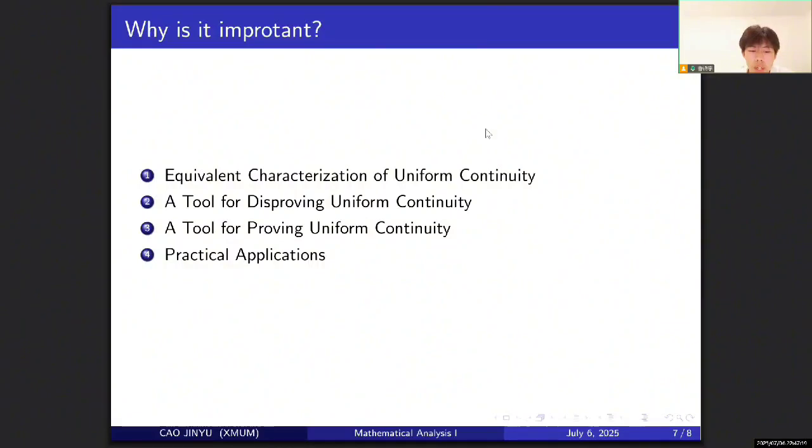In summary, uniform continuity for multivariable functions extends local stability to global control in higher dimensions. And the theorem we've talked about, linking the epsilon delta definition and the sequential definition, is a cornerstone for advanced analysis in mathematics.